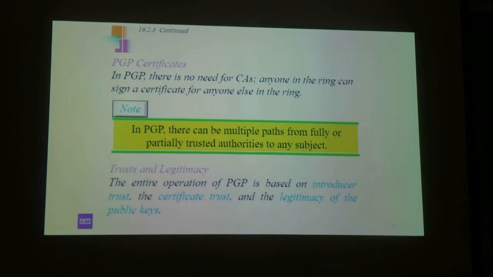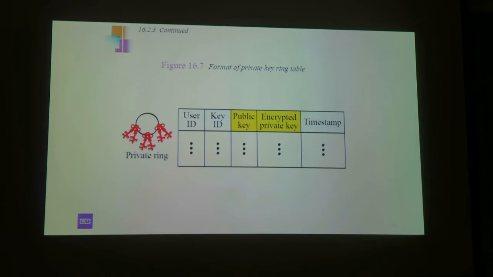Alright? So in PGP there can be multiple paths from fully to partially trusted authorities to any subject. Then look in here, for example. So in here, the format of a private key ring. Okay, this is the private key ring.